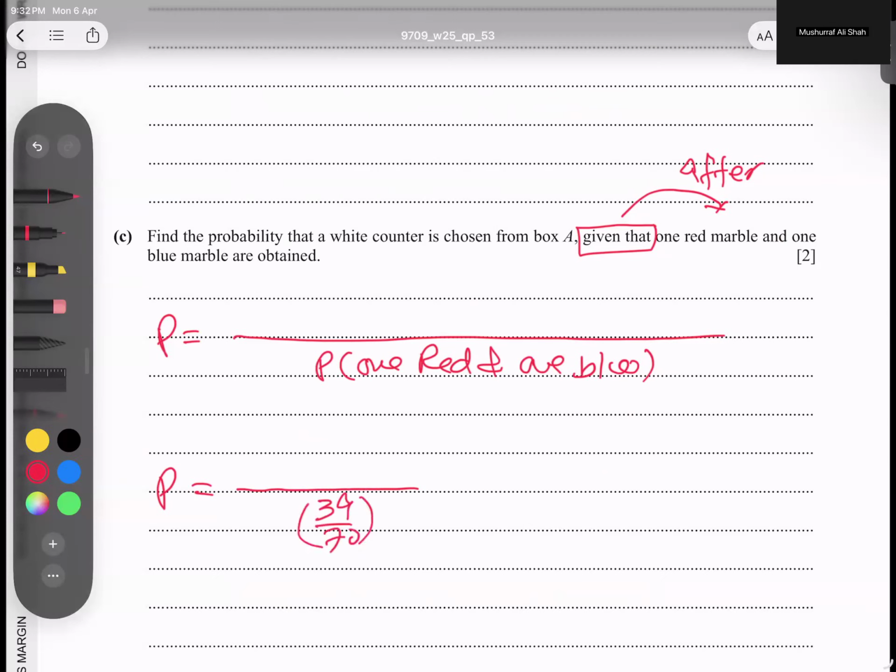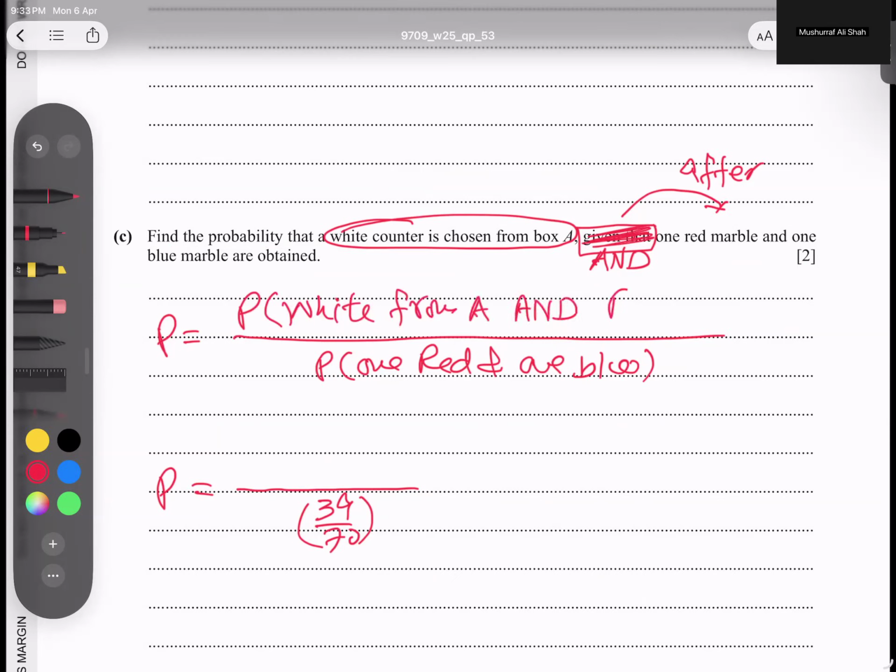But the important part here is how to combine. Remove the words "given that", students, and write the word "and". Now read all together: find the probability that a white counter is from the A box and red and blue will come from the other one. So I'm writing here: white from A, and, and red and blue will be obtained as well.